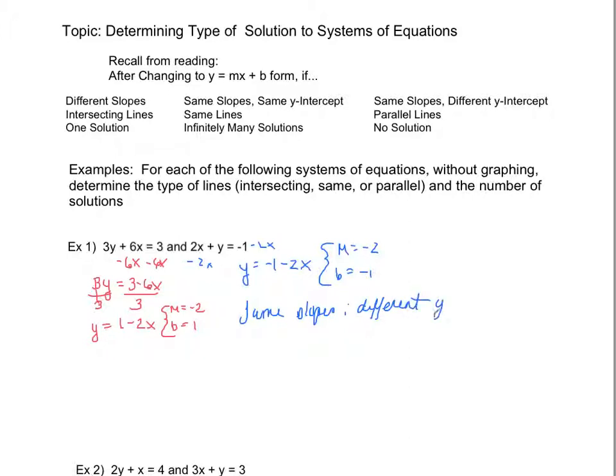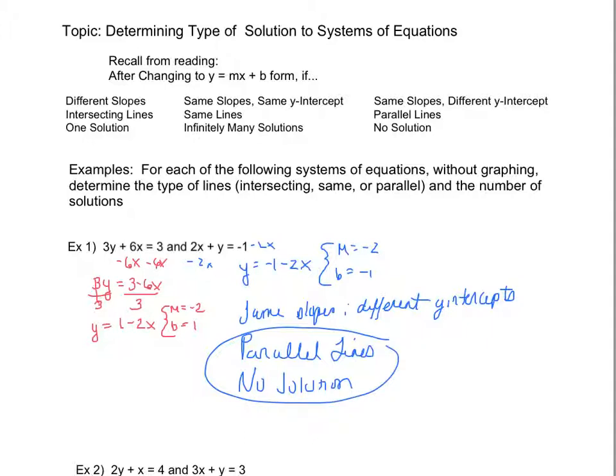Well, I know that implies that these two equations have graphs that have the exact same slant. However, they have different starting points, which tells me that these are going to run parallel to one another. So I have parallel lines, which means by definition they will never intersect, and there is no solution to this system of equations. They do not have any point in common.